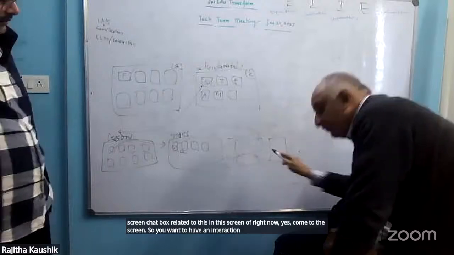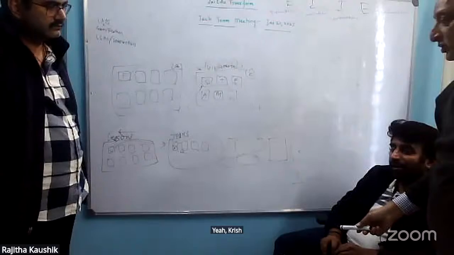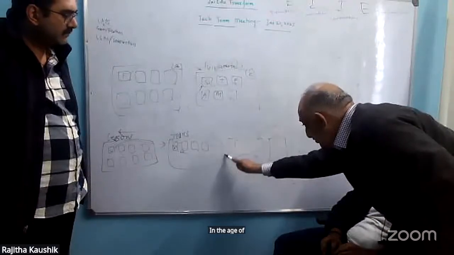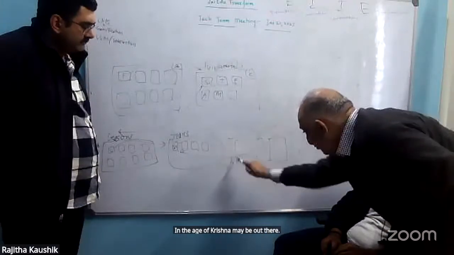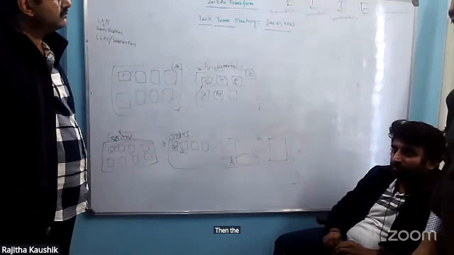Yeah, there'll be a chat box, and the interaction will happen. There'll be a portrait or image of Krishna, maybe an avatar. He may talk to Krishna, or he may type there. But then the answers will come in a box there.